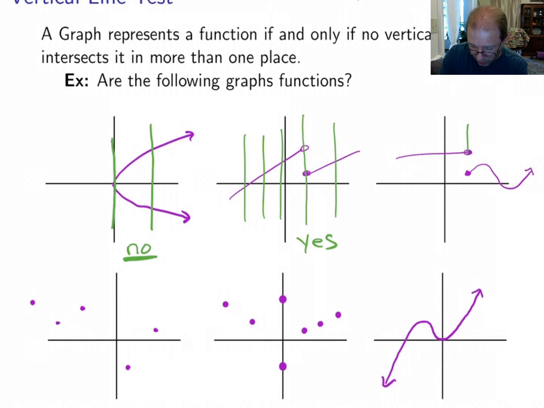Now this next one over here looks very similar, except notice that it's got 2 filled in circles. There's only 1 place here where I can draw a vertical line and it touches in more than 1 place. But that's enough for us to say, no, this is not a function.